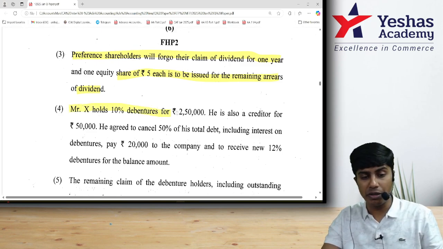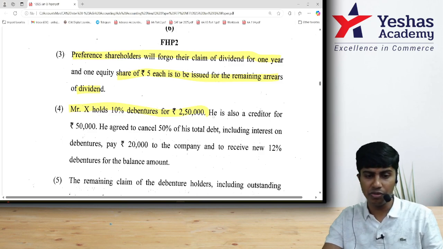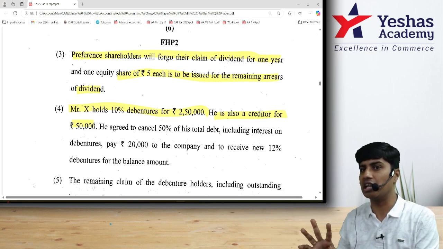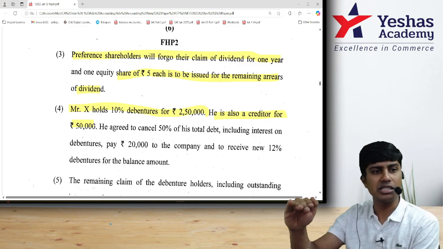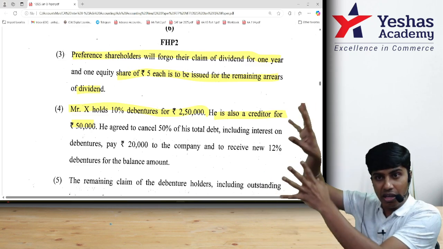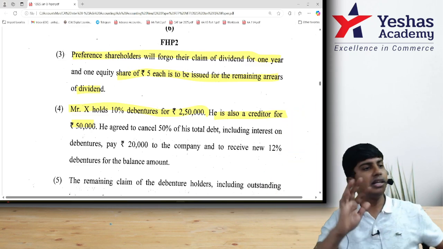Mr. X holds 10% of debentures, rupees 2,50,000. He is also a creditor for rupees 50,000. So in the internal reconstruction process, if we are settling Mr. X's liability, close Mr. X completely. Meaning take his debentures, take his creditors, debit them, credit Mr. X account first, and then do settlement to Mr. X.